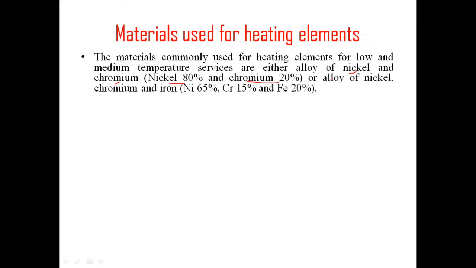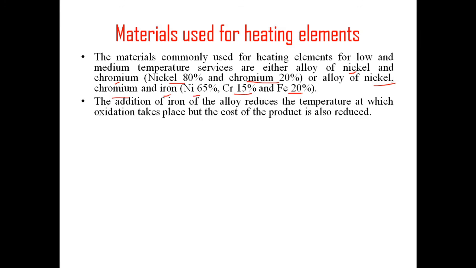So for low and medium temperature we use nichrome wires, and that nichrome wire is made up of a nickel and chromium combination. It's called an alloy. Or we can have another combination, nickel, chromium and iron. Iron is also included. The percentages are also given: nickel is 65, chromium is 15 and iron is 20%. So what happens if I include iron? There is one advantage and one disadvantage. I'll mention the advantage first: the cost of the product is going to be reduced.